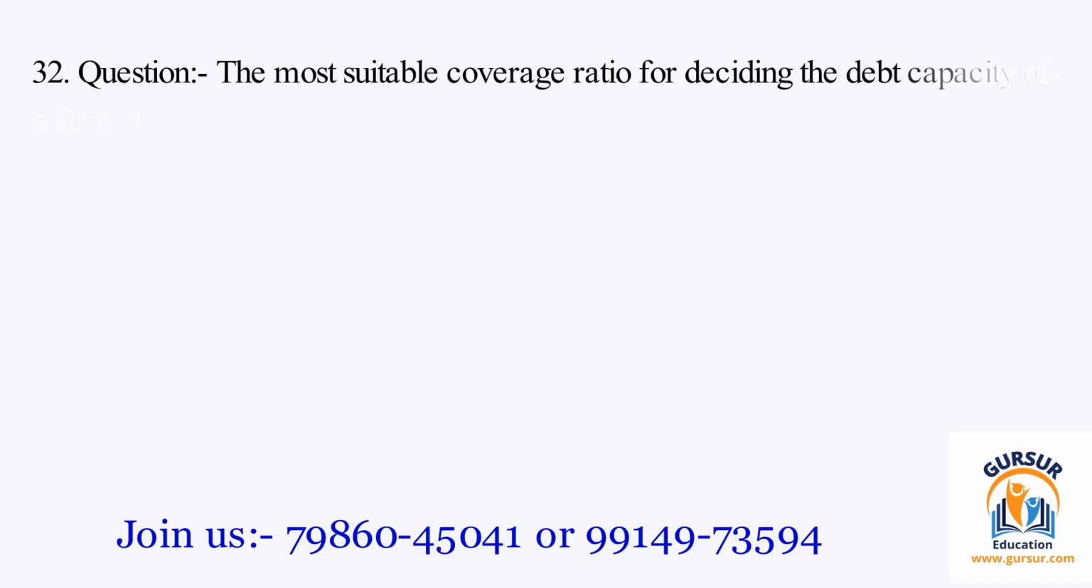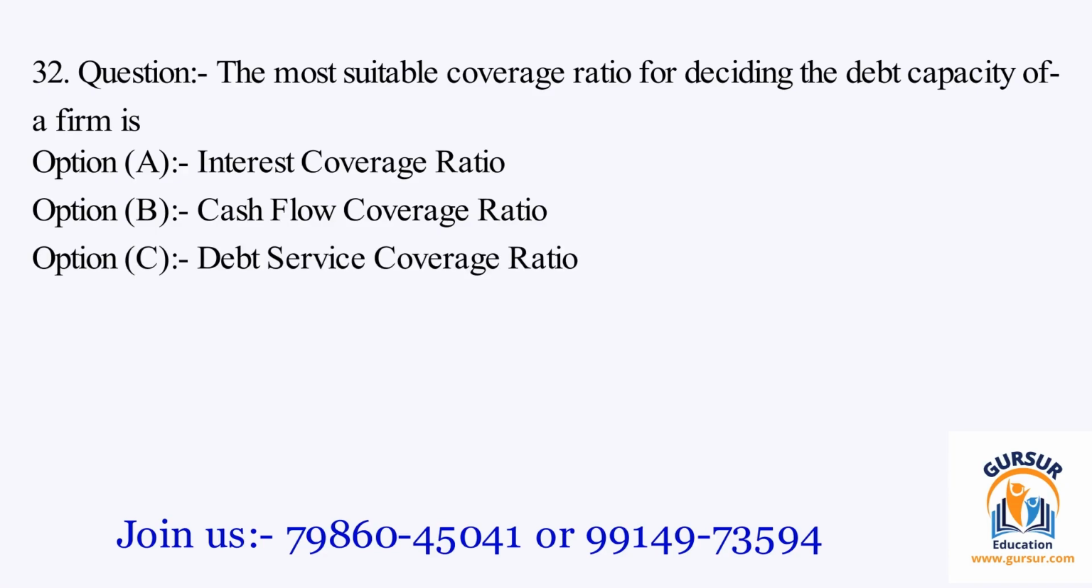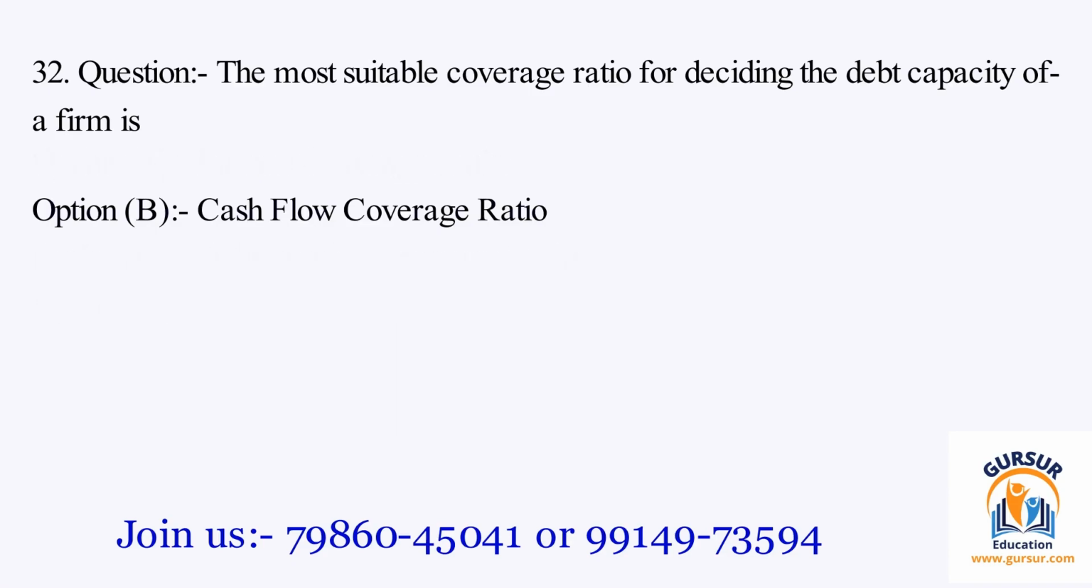Question number 32. The most suitable coverage ratio for deciding the debt capacity of a firm is: Option A is interest coverage ratio. Option B is cash flow coverage ratio. Option C is debt service coverage ratio. Option D is fixed assets coverage ratio. The right answer of the question is option B, and that is cash flow coverage ratio.